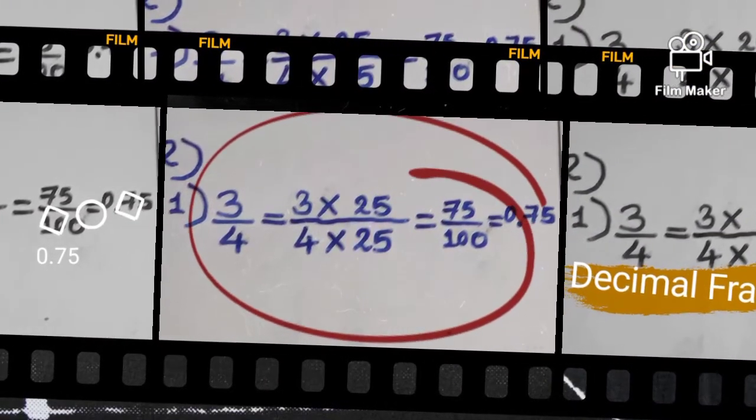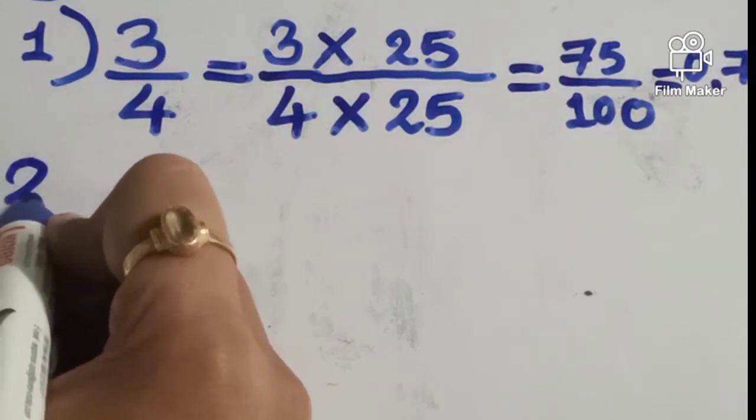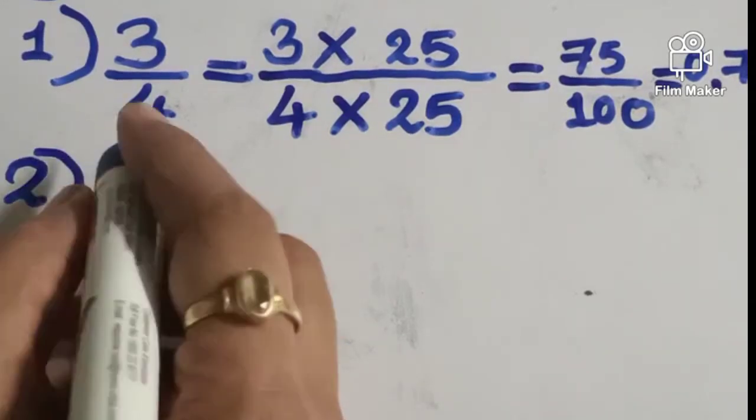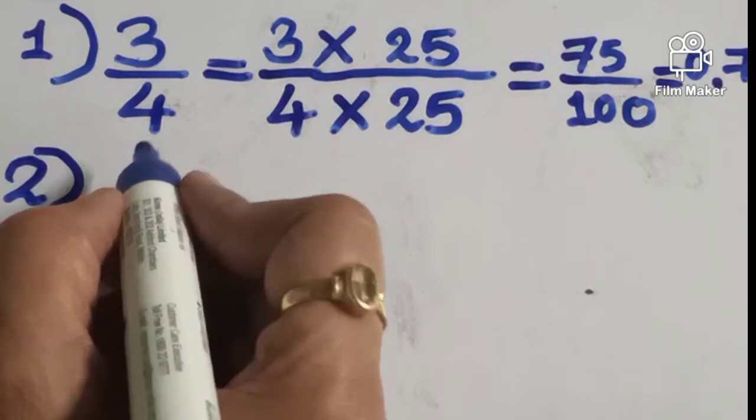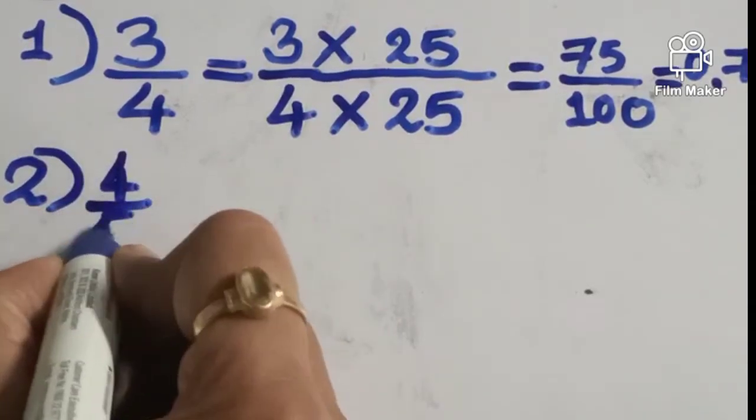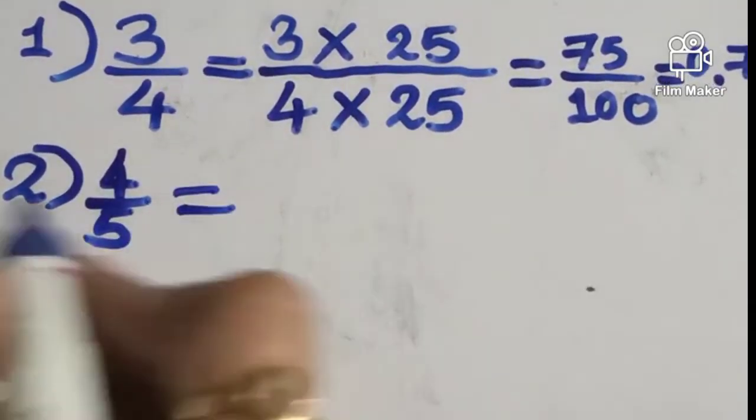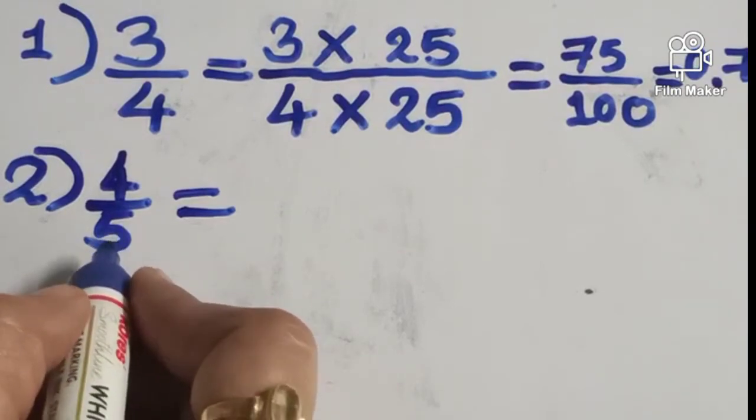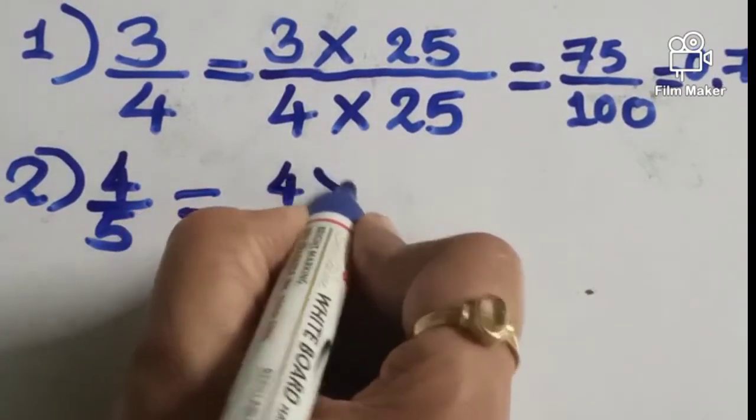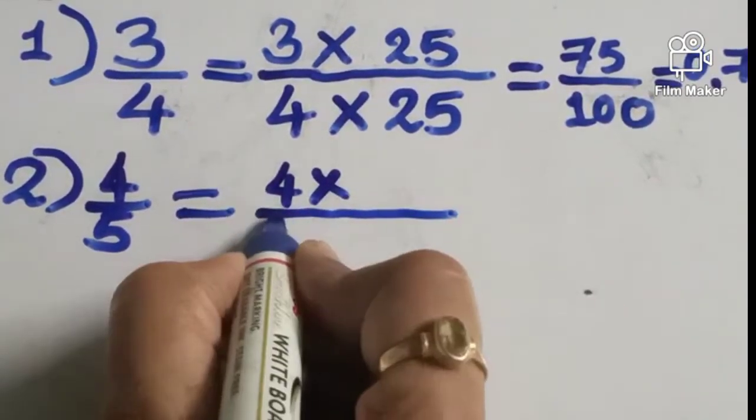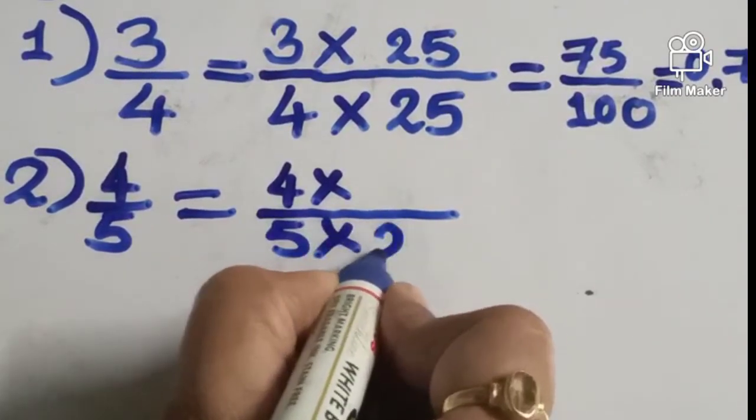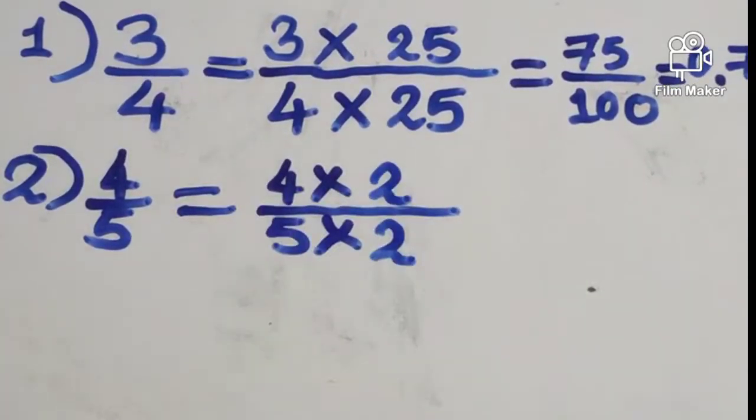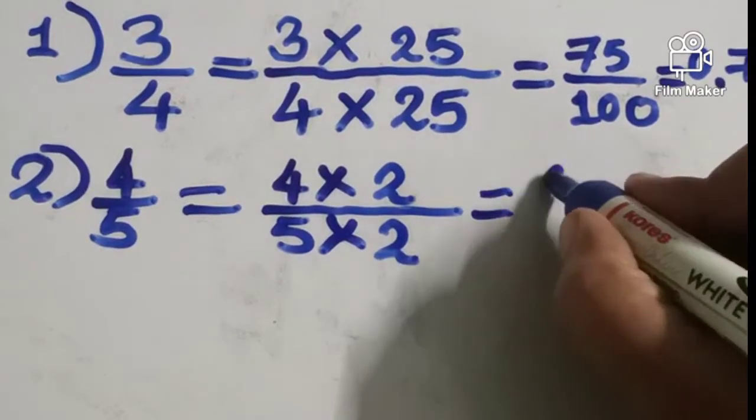Let us see the second question. The second question is 4 upon 5. So here the multiple of 5 is 10, yes. So we have to multiply it with 2. 5 2s are 10. So 4 2s are 8. So the answer is 8 upon 10.